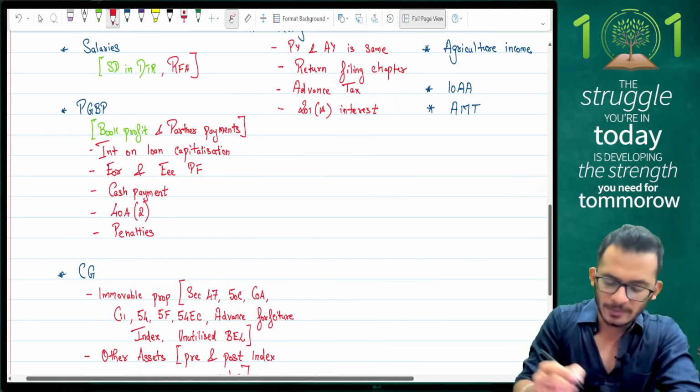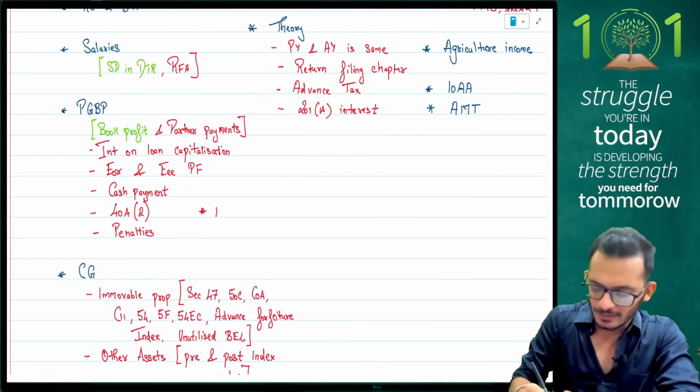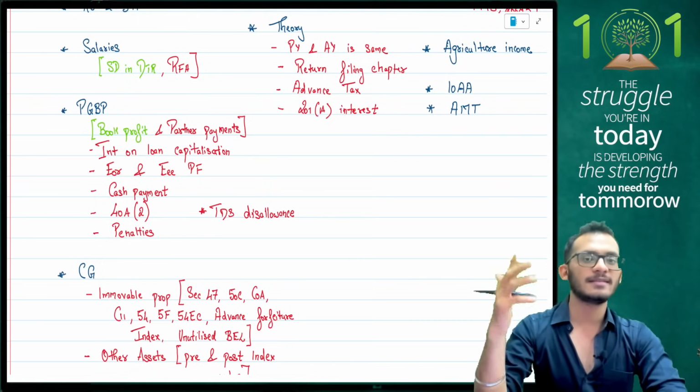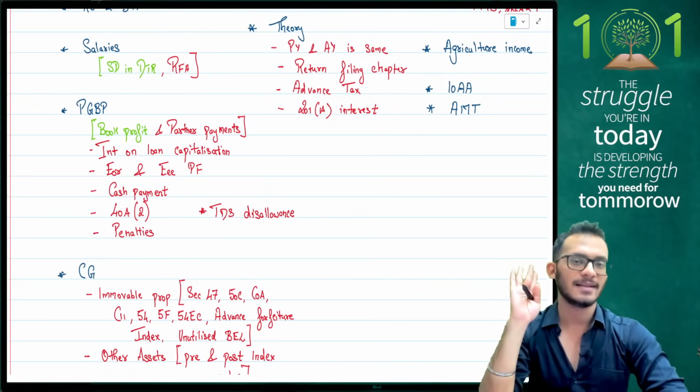One thing which I probably missed out and want to introduce is TDS disallowance as well, people. TDS disallowance was not part of the May attempt, and therefore I expect it to be a part of the September attempt at the bare minimum. TDS disallowance being 100% if it's a non-resident payment and 30% in case it's a resident payment.